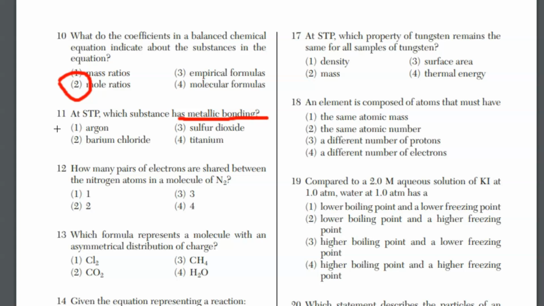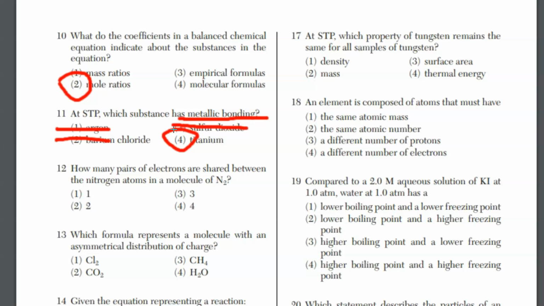Remember, you can go to Reference Table S. Argon, or Ar, that's a noble gas. It's going to be listed all the way on the right-hand side. That's not our answer. Barium chloride, when you see two words, you have a compound. We don't have compounds when it comes to metals. So it's not going to be barium chloride, and it's not going to be sulfur dioxide. It is titanium. Now, Reference Table S, the symbol is Ti. You go to the periodic table, and sure enough, you're going to find titanium in the middle of the table.